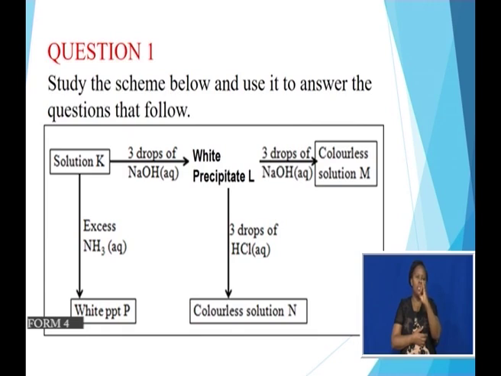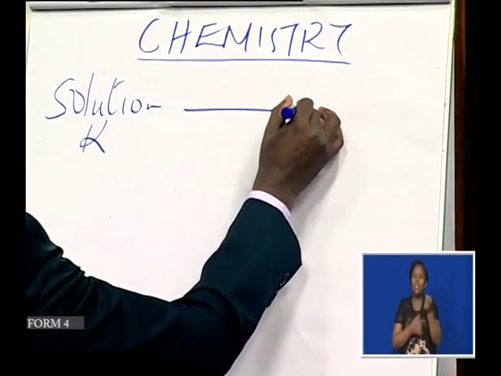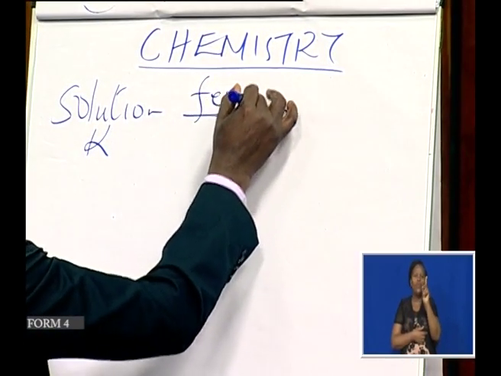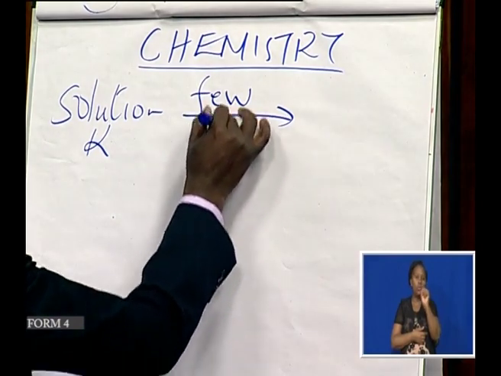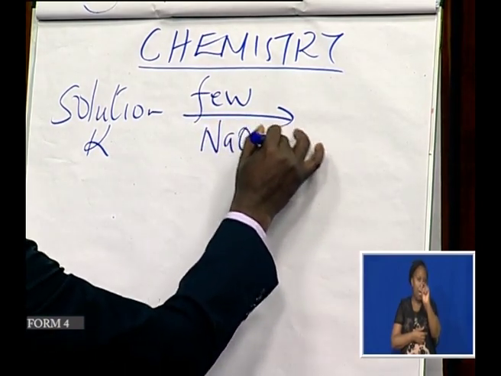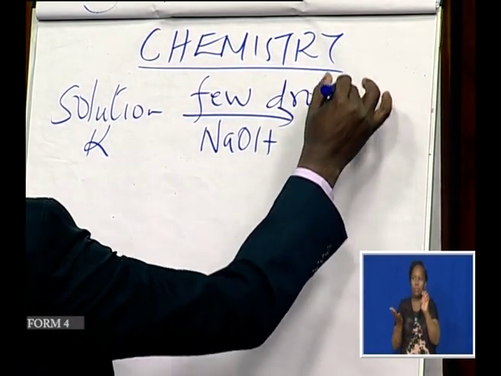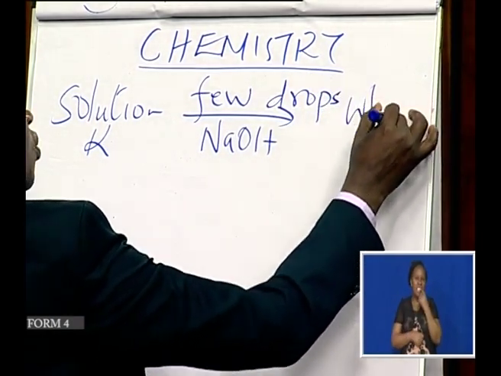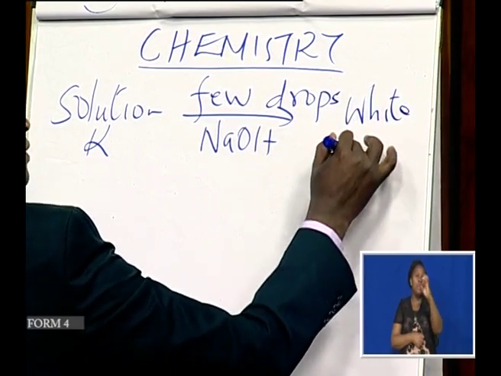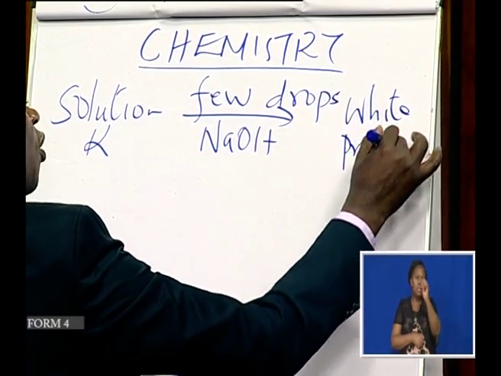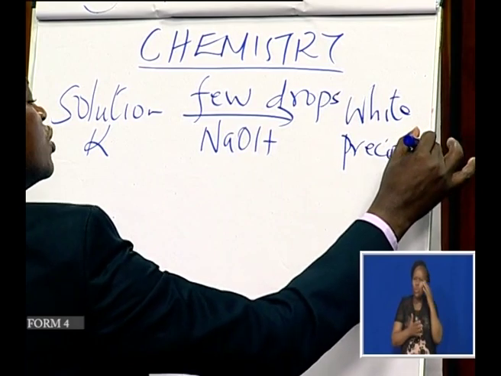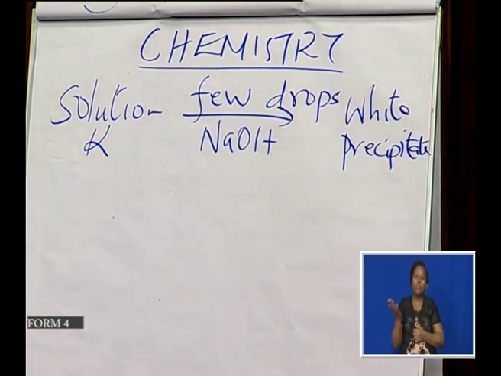Therefore, if this is our solution K, and then you add few drops of sodium hydroxide, you are getting white precipitate. Therefore, what do you know about this one here, when you add a few drops of sodium hydroxide?